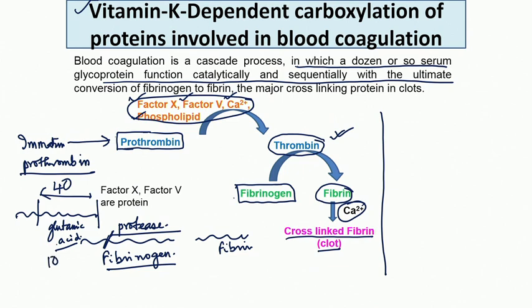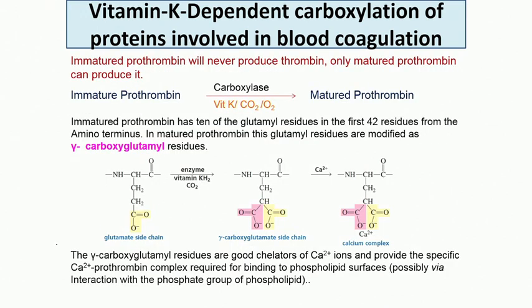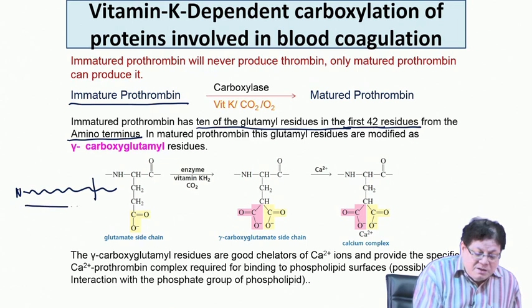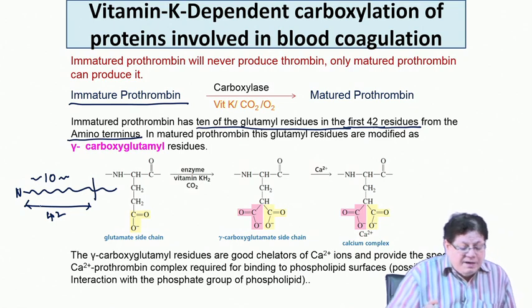Okay. Now, that is what prothrombin is. Immature prothrombin has 10 glutamyl residues in the first 42, not 40, 42 residues from the amine terminus. So, from the amine terminus you have this immature prothrombin, and within these 42 residues you have about 10 glutamic acid residues.